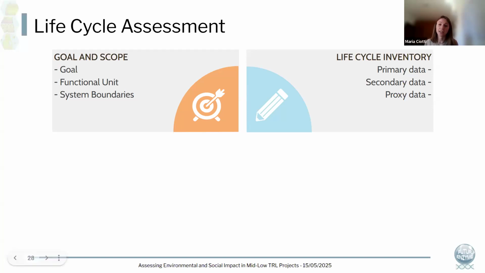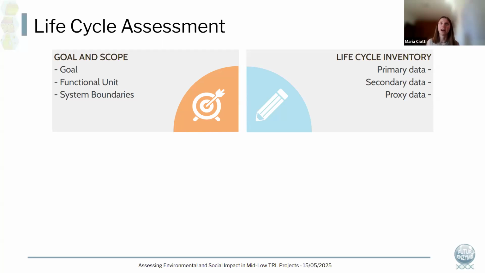In this stage, we can use different kinds of data depending on the availability. We can have primary data that are data coming directly from our partners, for example, so that they are specifically referred to our process. We can have secondary data that come for example from literature, from databases, that still refer to the specific process, or we can have proxy data.